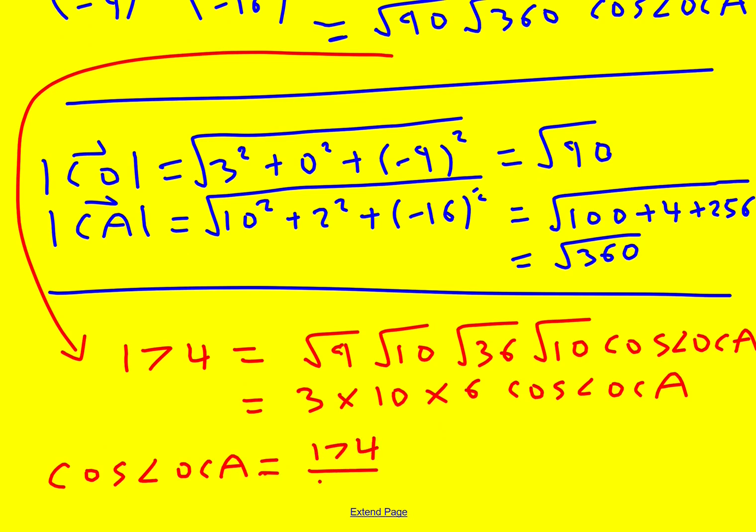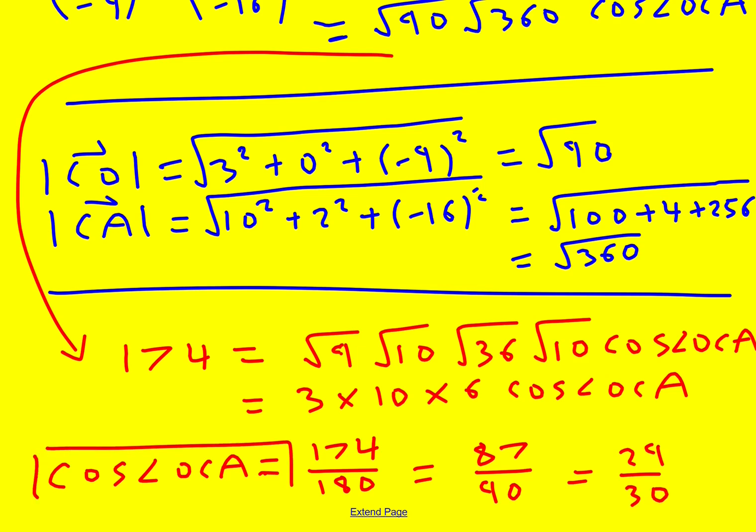So I can divide by it, and I can cancel it down. So I think I'll divide by 2. 2 into 174, we'll go 87 over 90. Now 3 goes into both of these. So finally, cos of the angle is going to be 29 over 30.